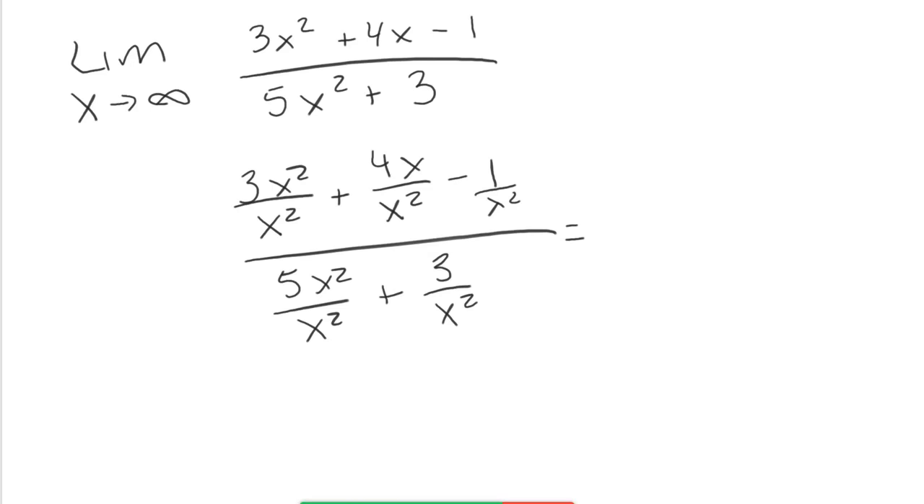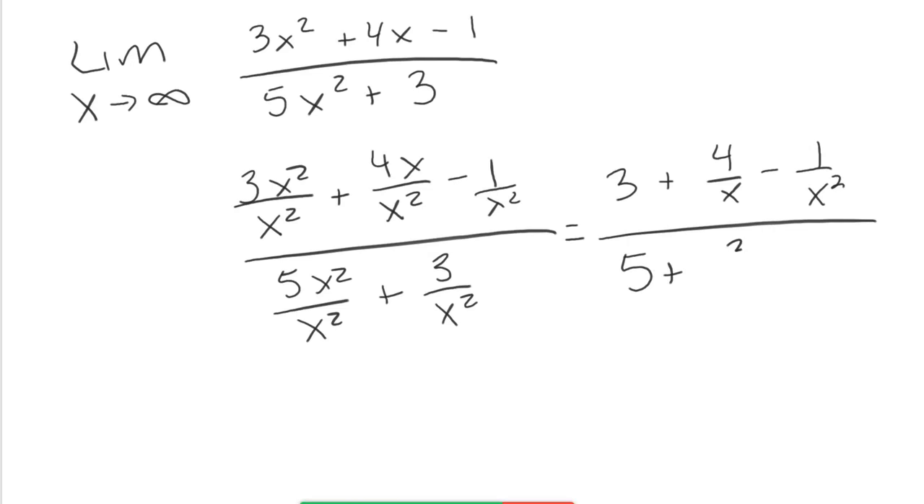Because as long as I do the same thing to the top and bottom of a fraction, I didn't change the fraction, right? Okay. So what's x squared divided by x squared? 1. Yep. So it's just 3. And then if I have 1x, I'm going to have 4 over x. And then I have minus 1 over x squared. And then I have 5 plus 3 over x squared.